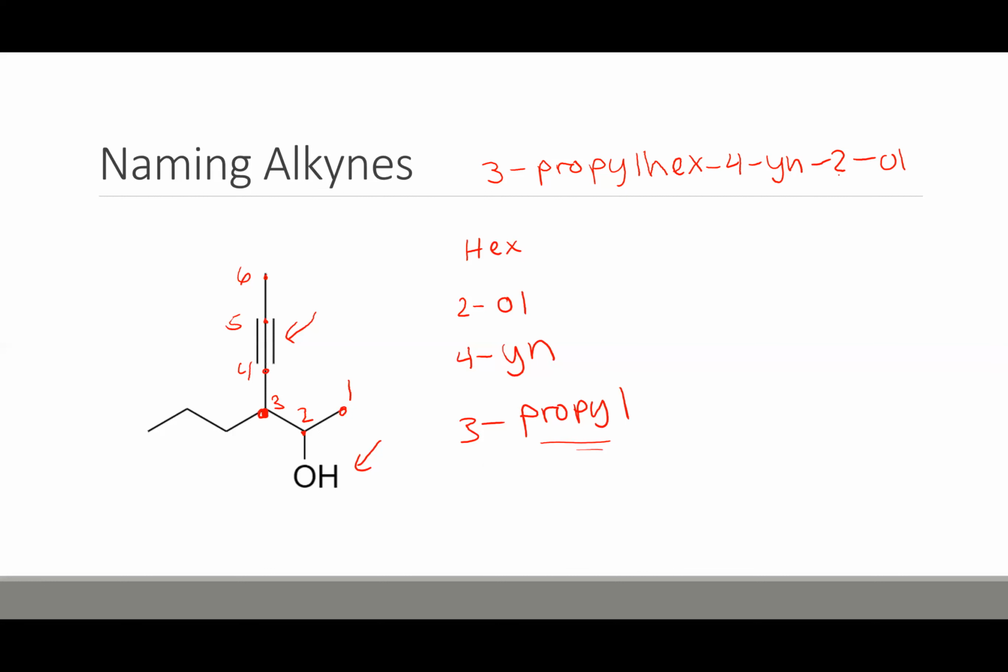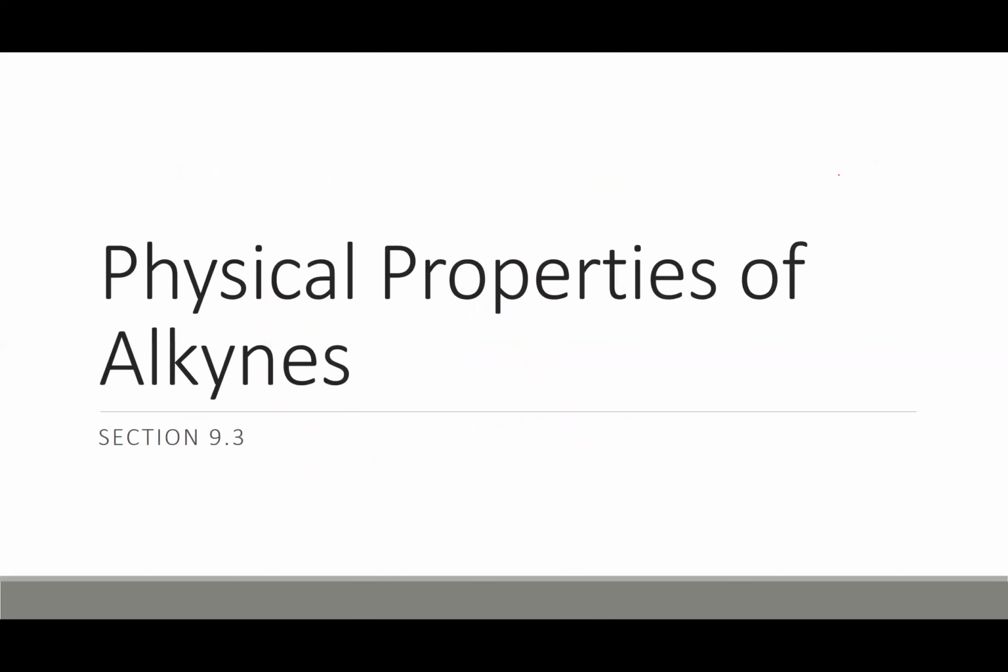All right, well, that's it for naming practice. It's a lot of hard practices. Again, some of the best things you can do is just use your ChemDraw and make molecules and then see what their name is. Test yourself in naming them.